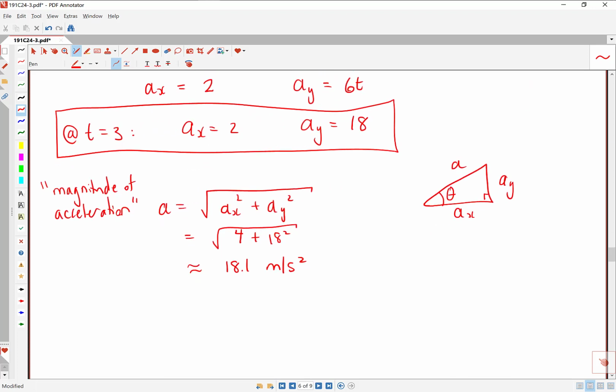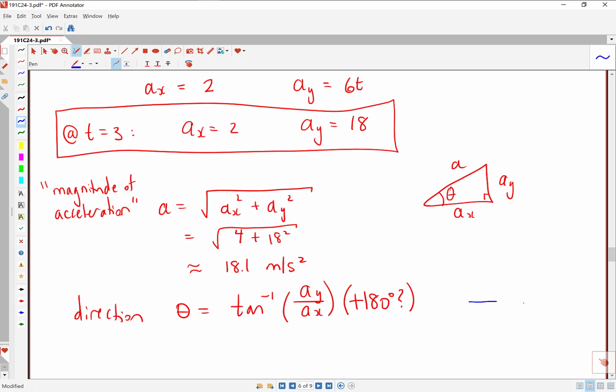So that's half our answer. And the other half of the answer is to find the direction. Okay, so let's think about our formula. We're going to say theta is arctan of, well, our y component, a sub y, divided by our x component, a sub x, and then possibly plus 180 degrees. So I just write that as bracket plus 180 degrees question mark. Okay, so the way that we decide if we need to add or not is we just make a little sketch of our specific acceleration.